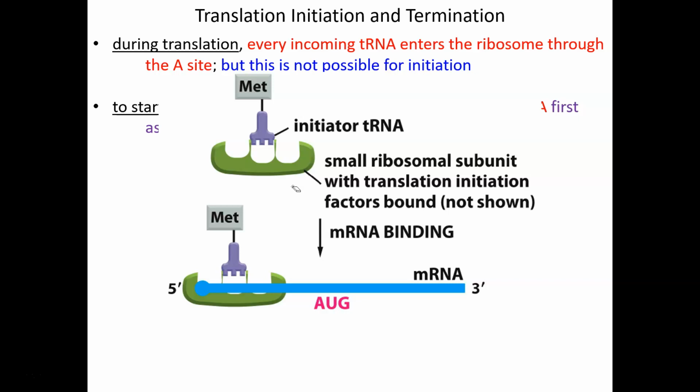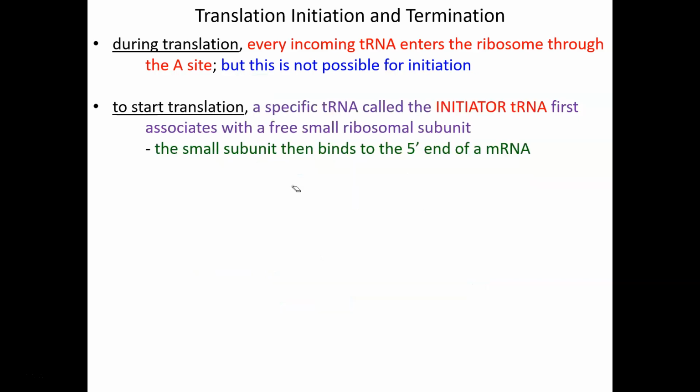So AUG is the start codon. It marks the beginning of a protein coding region. The methionine tRNA recognizes that start codon. It binds to the small subunit of the ribosome, and the small subunit of the ribosome positions that methionine tRNA at the start codon and initiates translation.